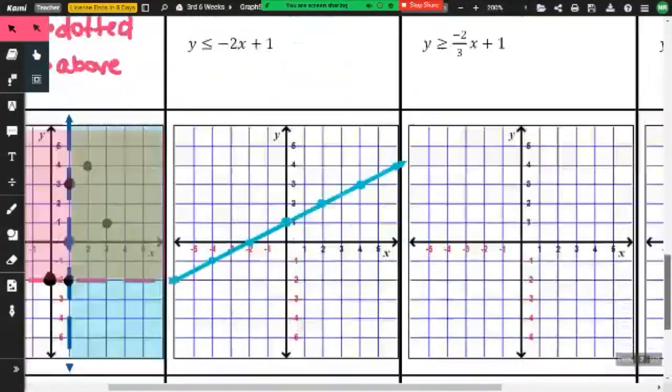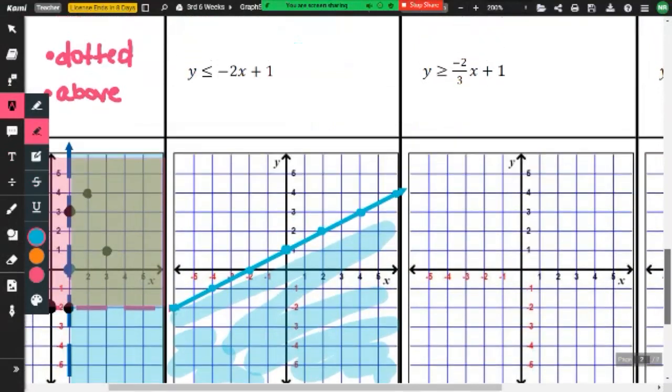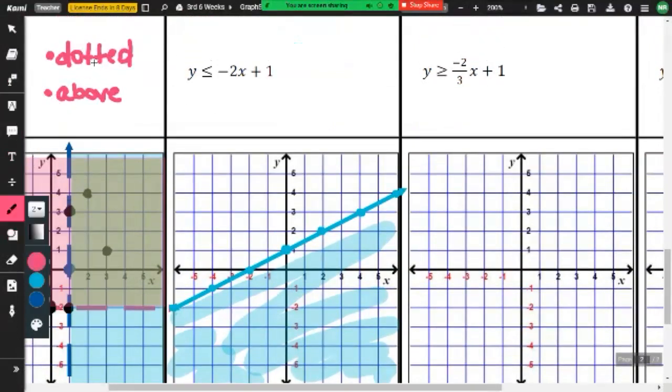We're going to shade below, so I'm going to grab that freehand highlighter. Okay, then I'll worry about where it overlaps. Let me move it up a little bit. Moving on to the pink.